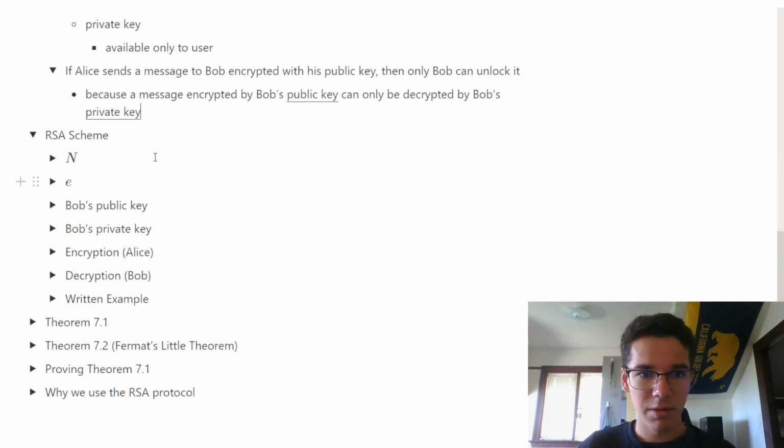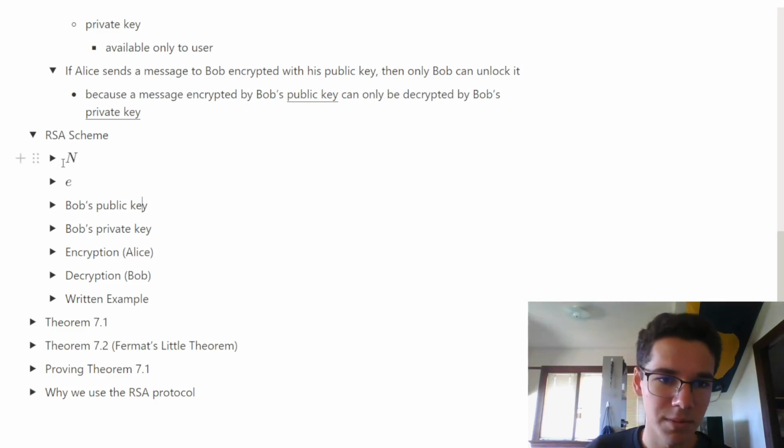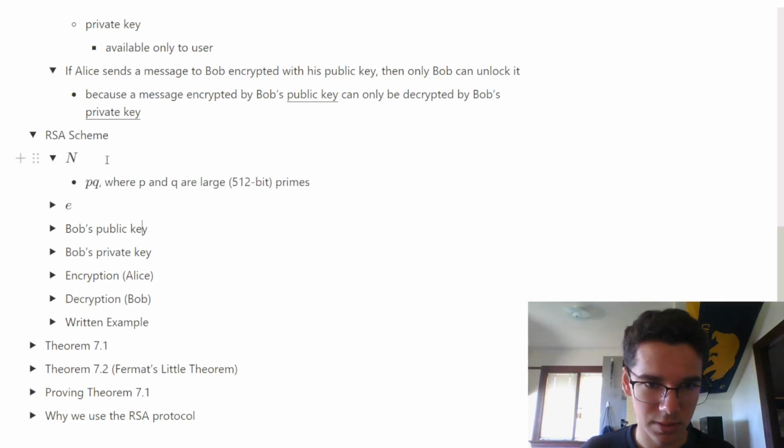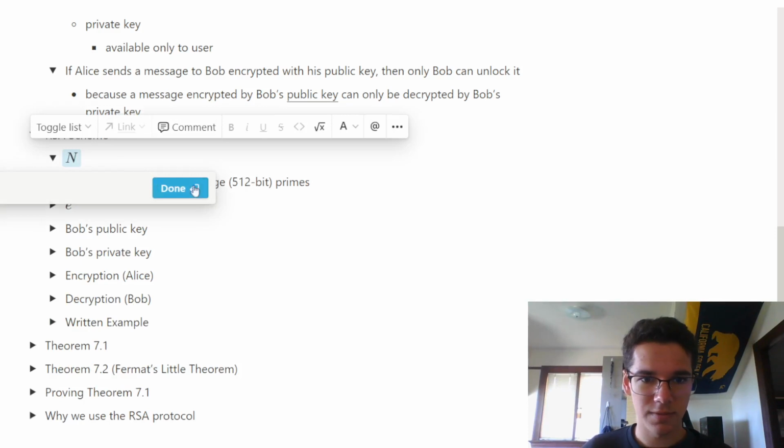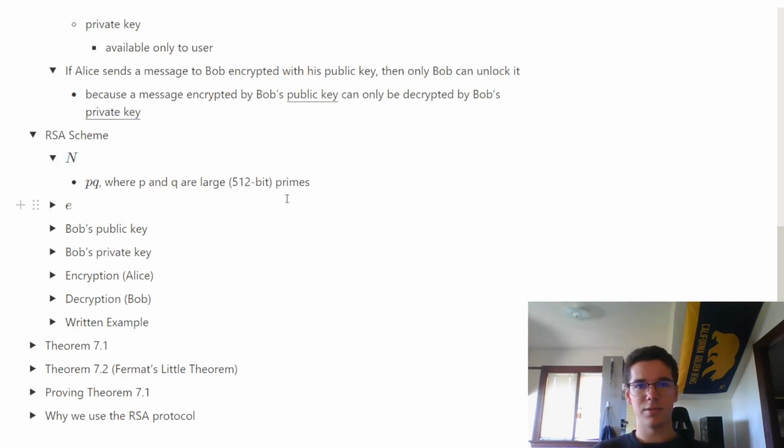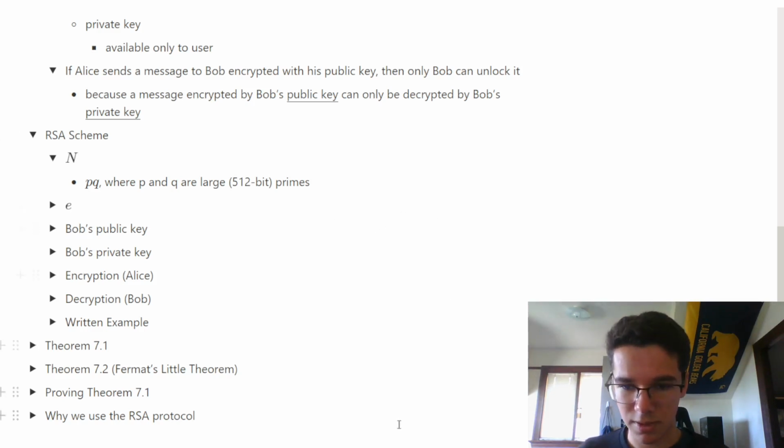Okay, now we're going to go over the mathematical scheme of it. So RSA relies on modular exponentiation and prime numbers. Those are just a couple things it uses. So we're going to start off with this value n. N is equal to p times q, where p and q are large 512-bit prime numbers.